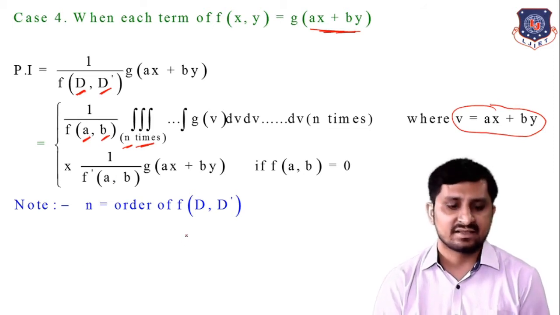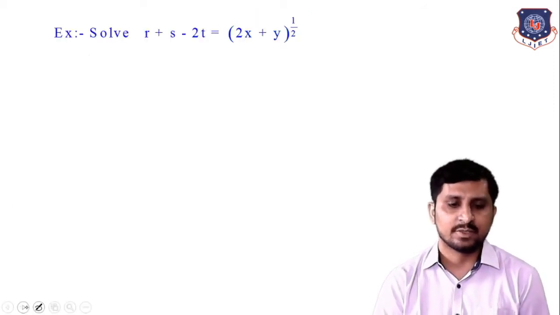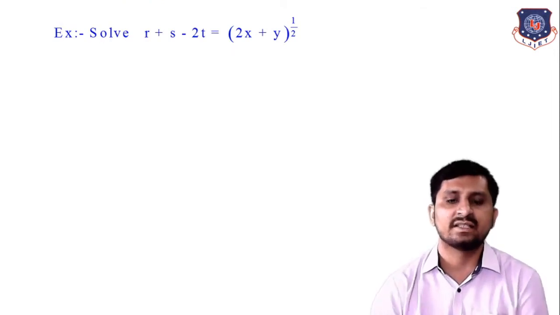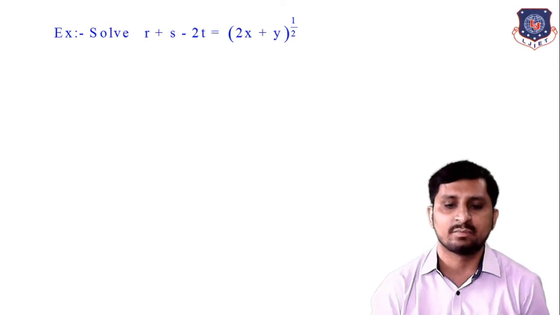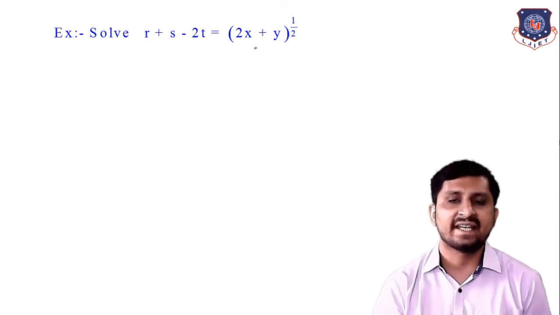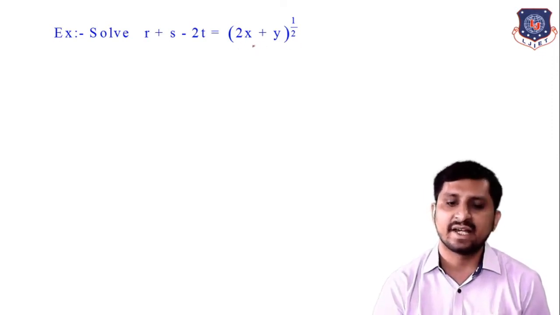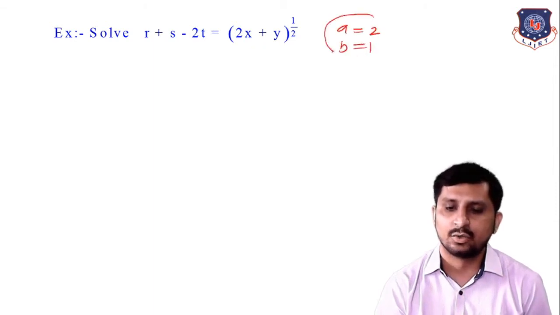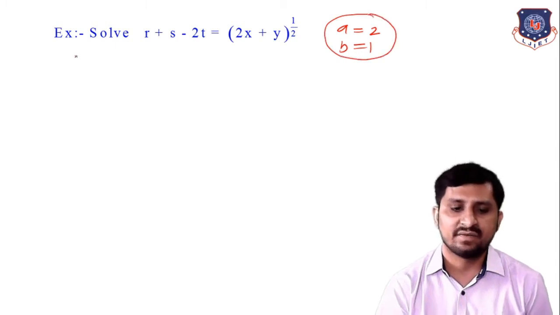Okay. So let's try to solve some examples. So this is my first example, r plus s minus 2t, that is equal to (2x plus y) raised to 1 by 2. So on the right hand side I have a function like ax plus by. Okay. So what is my a? Don't forget, a is equal to 2 and b is equal to 1. Okay. First of all, we find the complementary function.